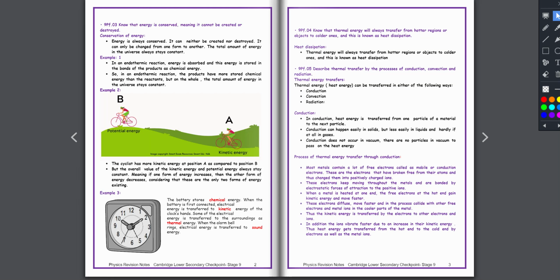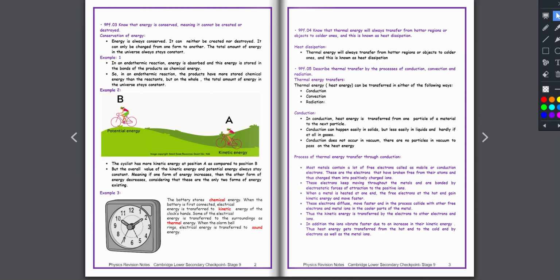Okay, now the next thing that we will learn is about the thermal energy transfers. So whenever energy transfers take place, there are different ways in which these transfers take place. The ways are conduction, convection, and radiation. So we shall study every method of heat transfer in detail now. So, beginning with conduction, first I shall read out, then I shall explain to you.